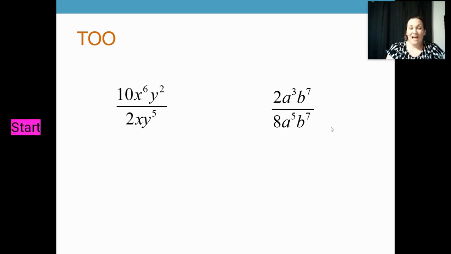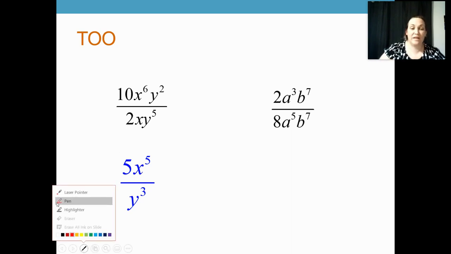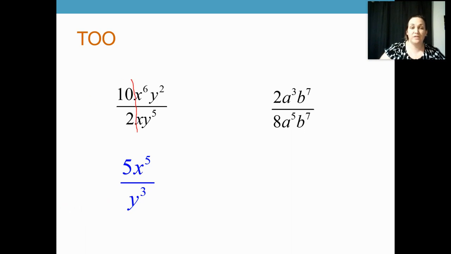All right. How do you think you guys did? Did we do good? Let's check. On that first fraction, my final answer that I got is 5x to the 5th over y to the 3rd. So let me explain how I got that. First, I started with 10 over 2. And that just means what's 10 divided by 2. And that's where the 5 came from. 10 divided by 2 is 5.